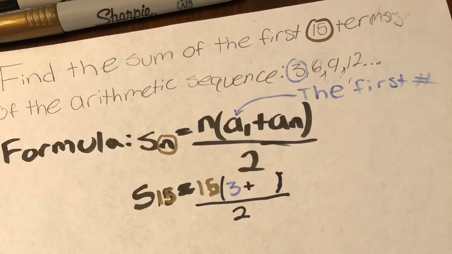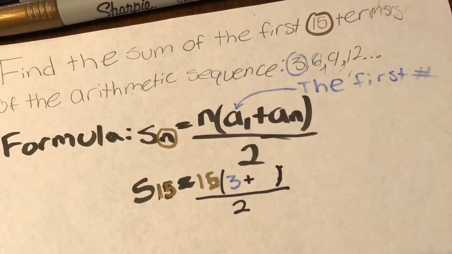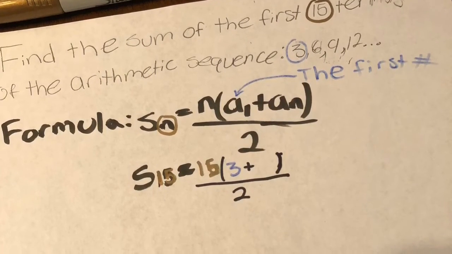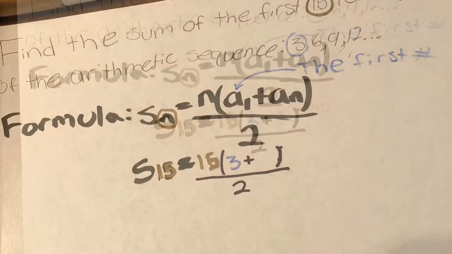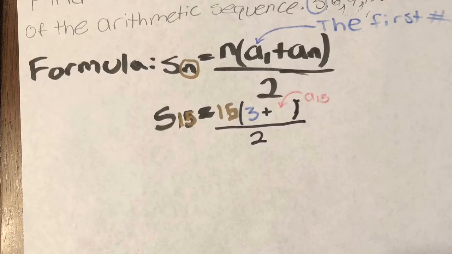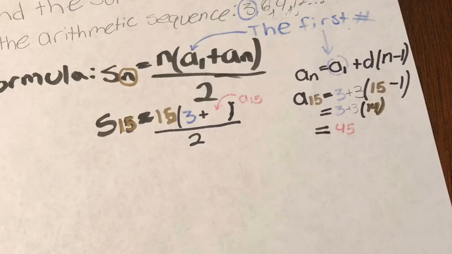You then plug in 15 for n, because Sn represents the sum of the first n terms. After you plug in all the numbers, you still have to find An. To find An, you have to use a different formula. That formula is An equals A1 plus D(n minus 1). You plug in 15 for n, and you plug in 3 for A1, as you did with the other formula.